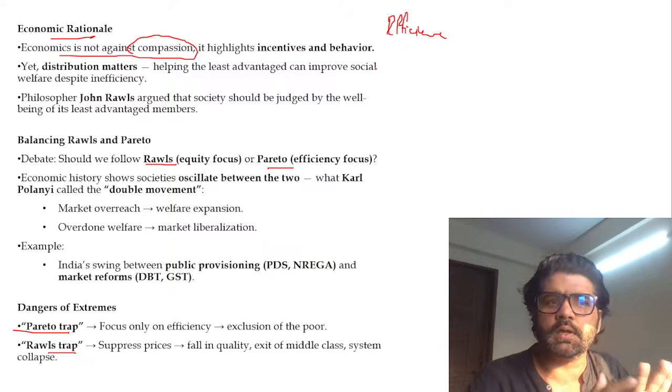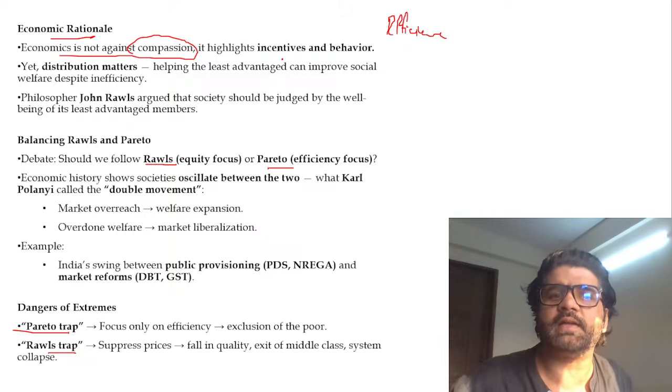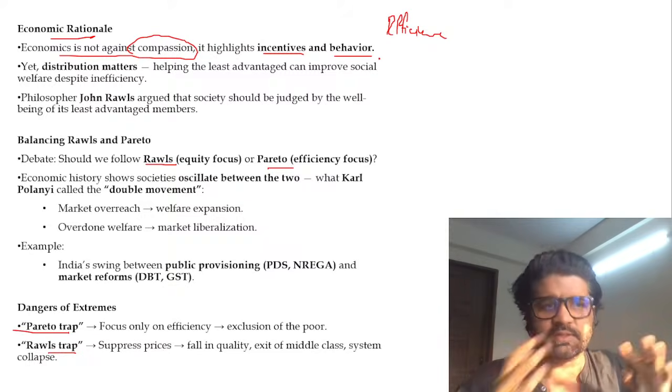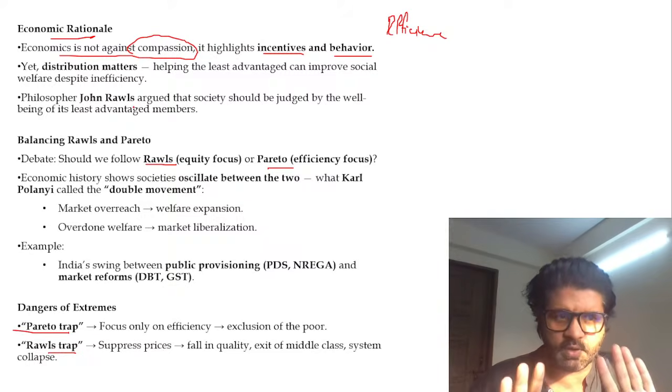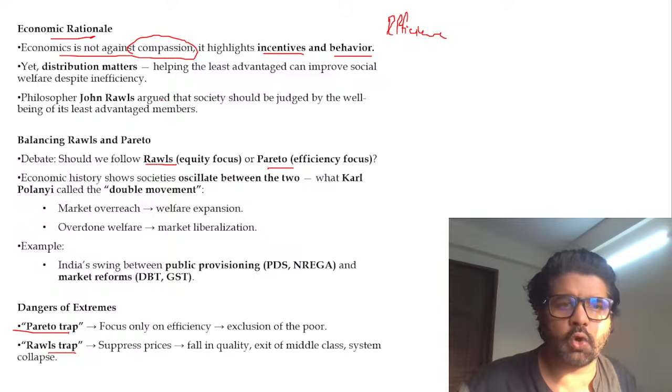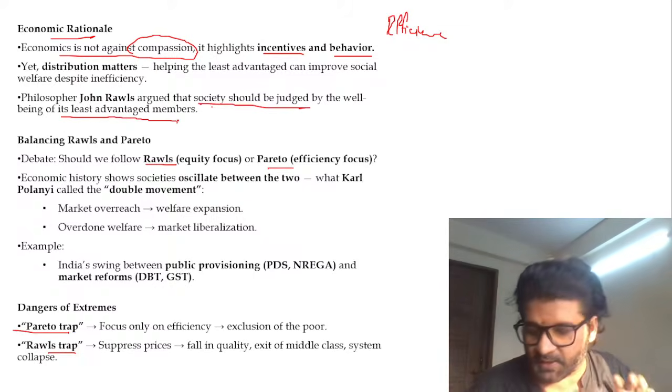But it's not totally against compassion. It highlights incentives and behavior, demand and supply. Distribution matters. So let's focus here. John Rawls says that society should be judged by the well-being of its least advantaged members.